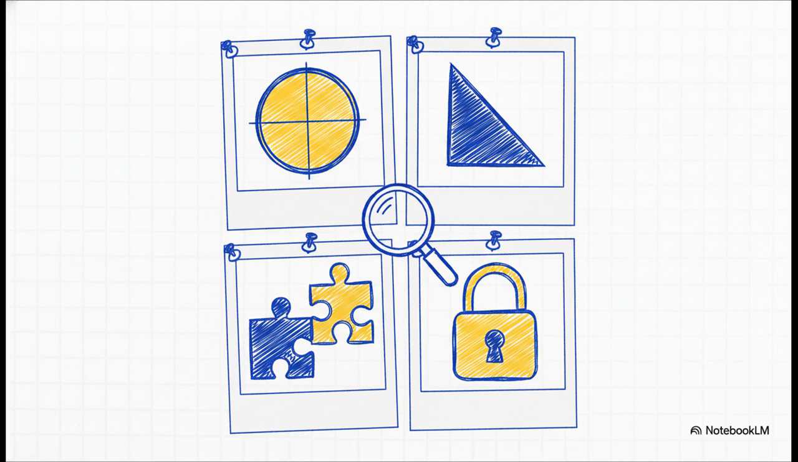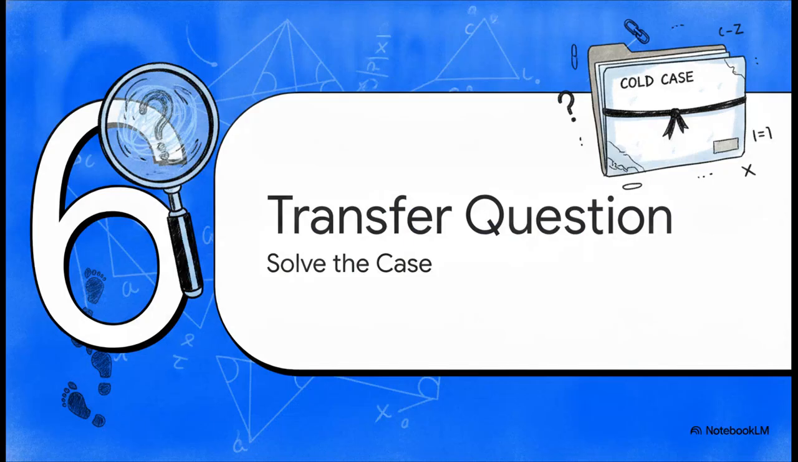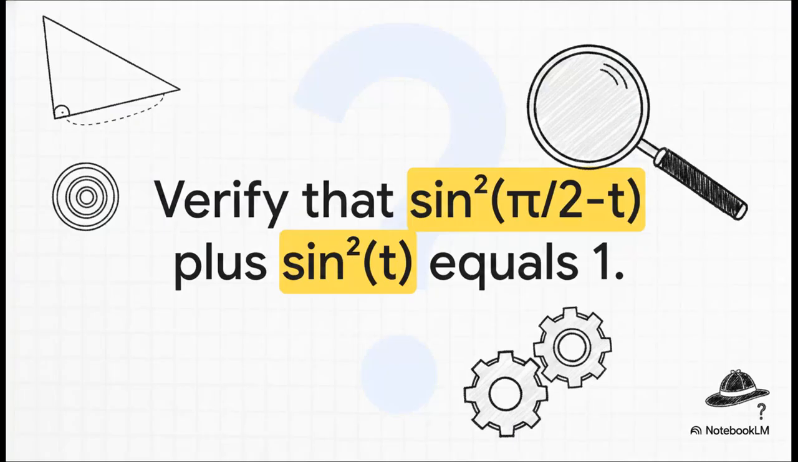And finally, verification. We learned to use these identities as tools to manipulate just one side of a complex expression to prove equivalence. And finally, Section 6, Final Transfer Question. Solve the case. Now, it wouldn't be a proper detective training without leaving you with a cold case of your own to solve, would it? I am officially handing the magnifying glass over to you. Here is your final mystery.